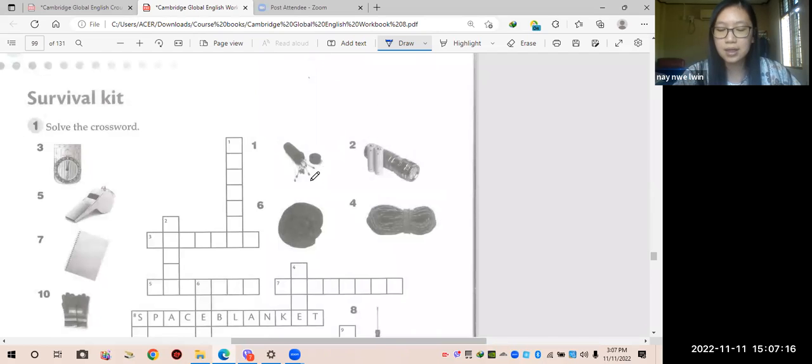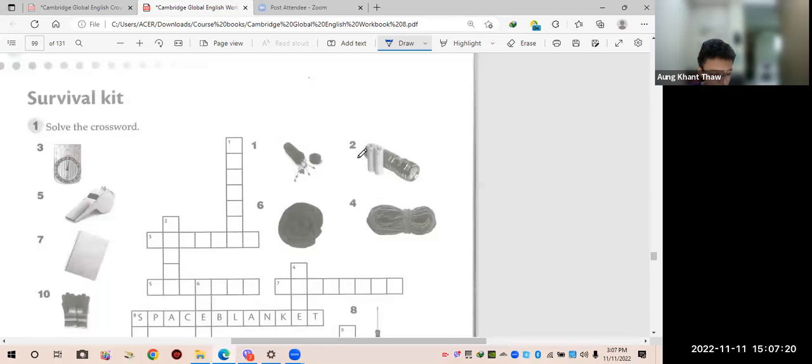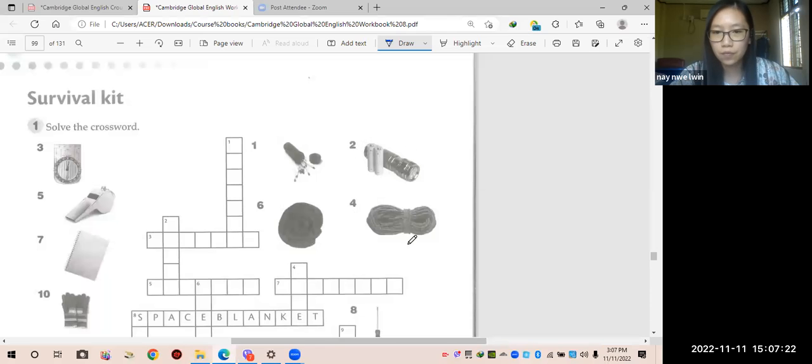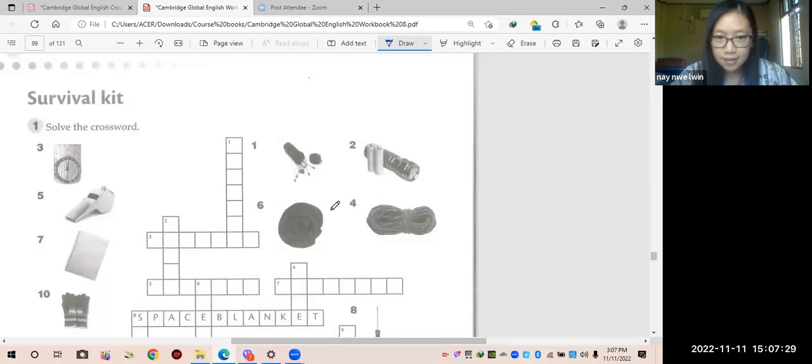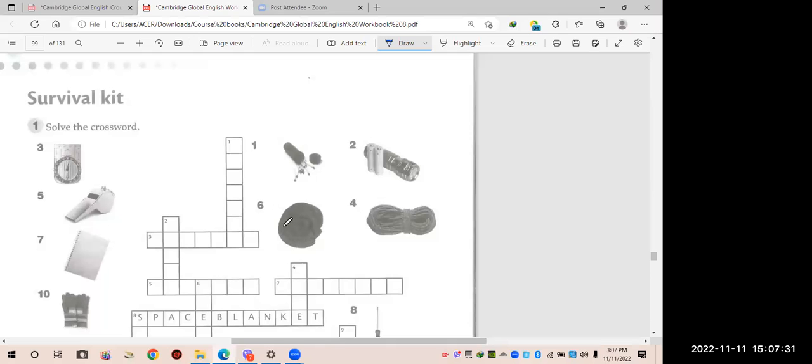And number 2 is see picture 2. What is picture 2? Torch. Torch, correct. And number 4 is see picture 4. What is that? Rope. A rope. And 6 is see picture 6. What is that? Sleeping bag. Sleeping bag. Yes, correct.